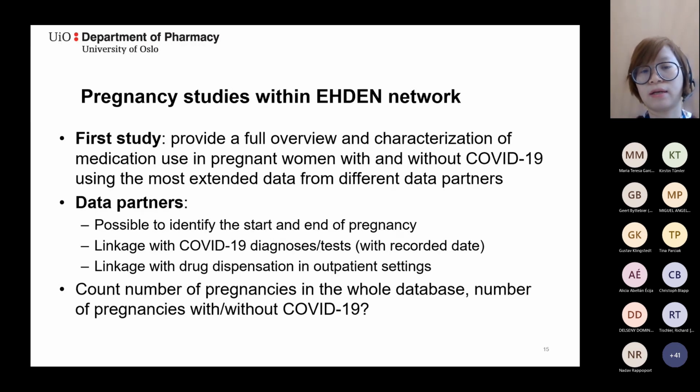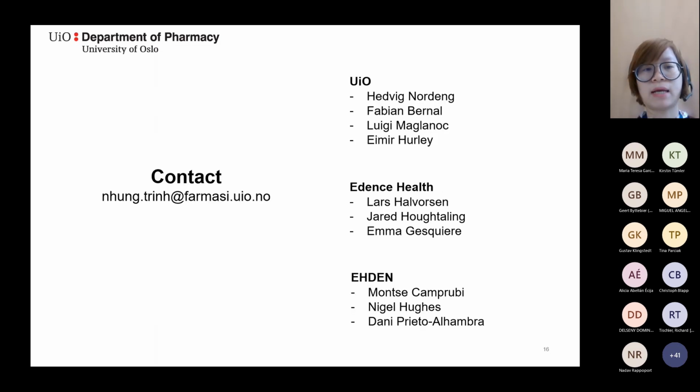For the data partners participating in the study, we have some criteria: it should be possible to identify the start and the end of each pregnancy in your data, it should be possible to link pregnancy data with a COVID-19 diagnosis, test, or recorded date, and it should also be linked with drug dispensation in the outpatient setting. We will send out a form to the interested partners where we request some counts regarding the number of pregnancies in your whole database, and the number of pregnancies with and without COVID-19. If you are interested, please send me an email to the address here, and later today I will send you the form.